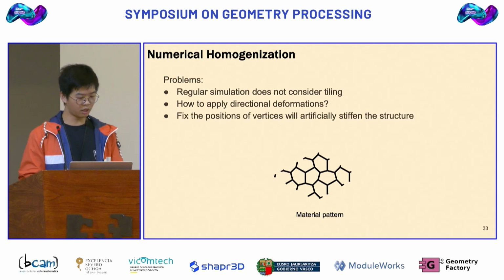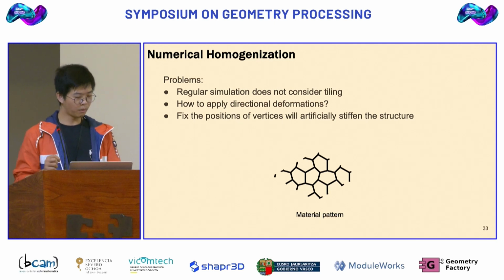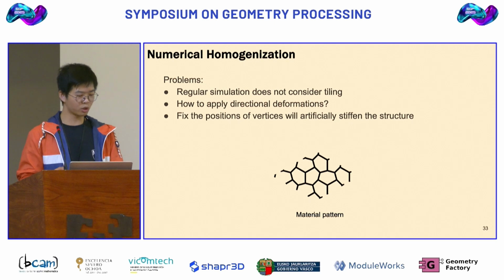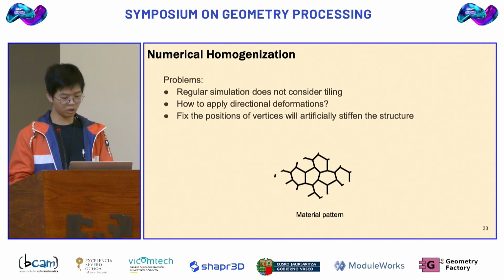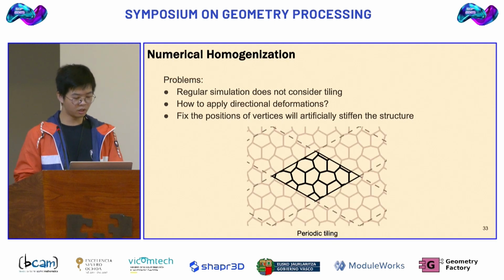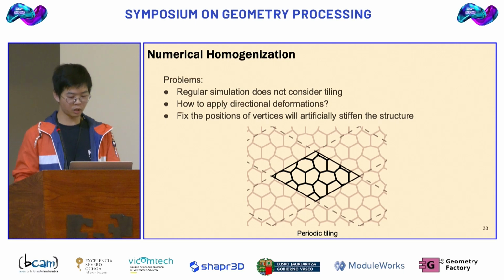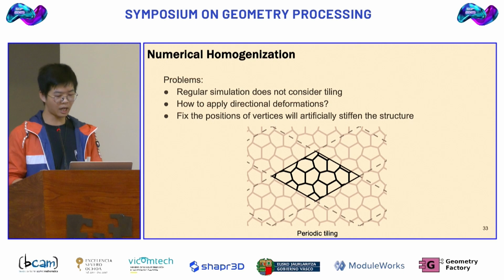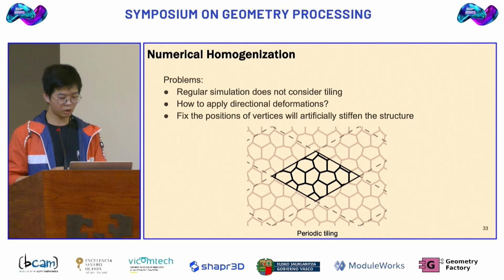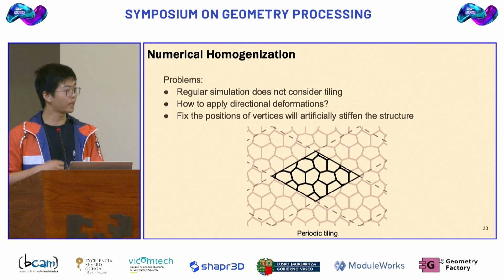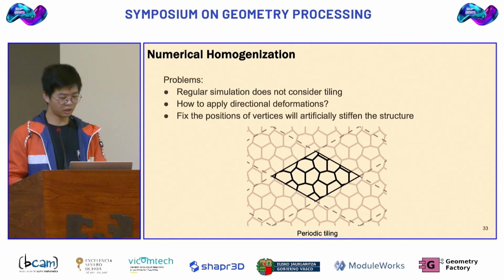One way is to fix some of the vertices and stretch on the other side. But fixing those positions will artificially stiffen the structure. So we consider periodic tiling of the material, as shown here. The essential idea of homogenization is to subject a tileable unit cell of material to various boundary conditions that create different states of deformation, and then we can use them to fit the stiffness tensors.